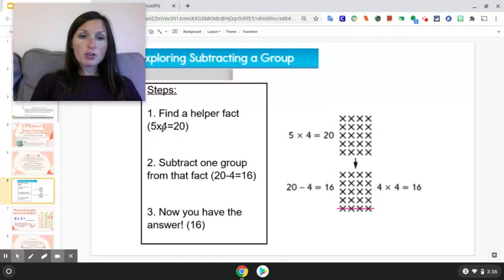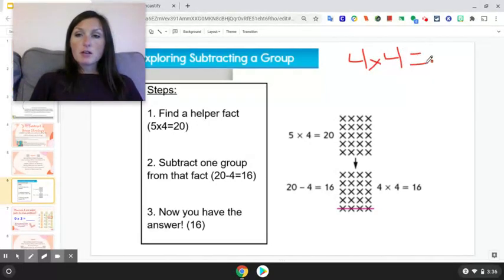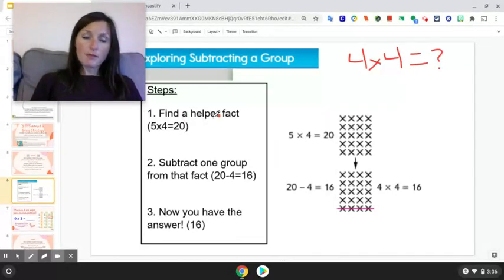First, you're going to start with your problem. Our problem here that we're trying to solve is what is 4 times 4? I don't know 4 times 4, so I'm going to have to figure out something else to help me. Now, I could make my equal groups, but that could take some time. So instead, I could use a helper fact. First, you're going to find your helper fact.